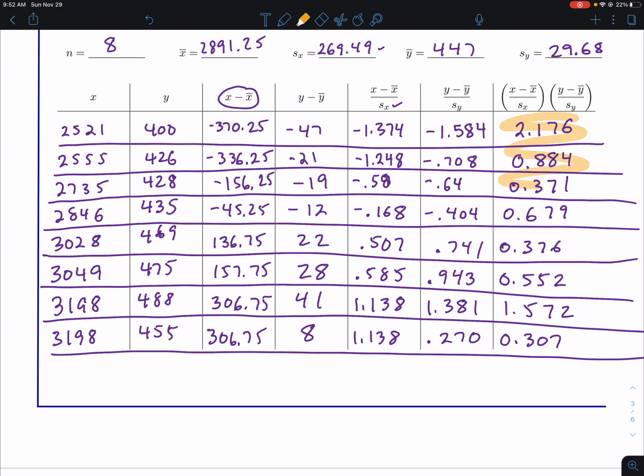So we want to sum all these values together. So we just want to add them all up. So in this case, we're looking at 2.176. Let me throw some of my calculator here. So 2.176 plus 0.884 plus 0.371 plus 0.679 plus 0.376 plus 0.552 plus 1.572 plus 0.307.